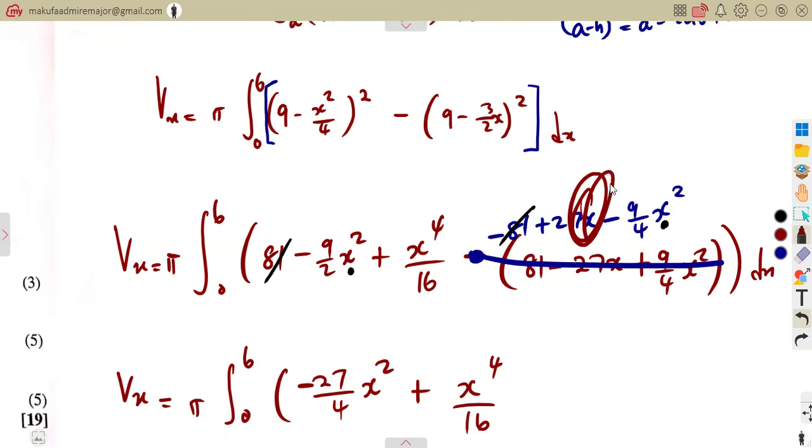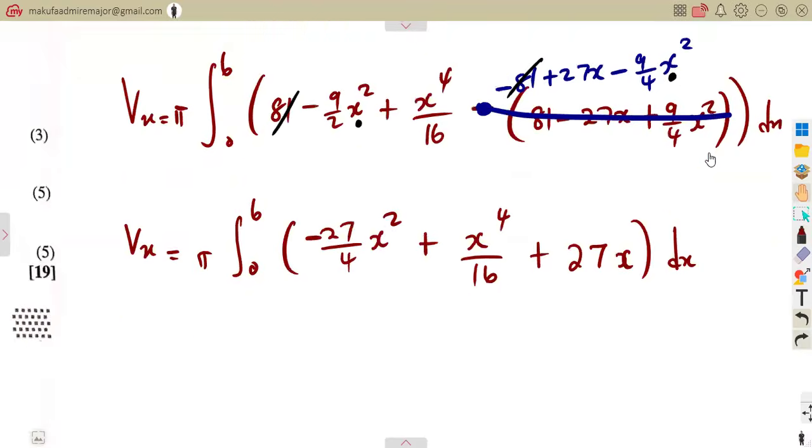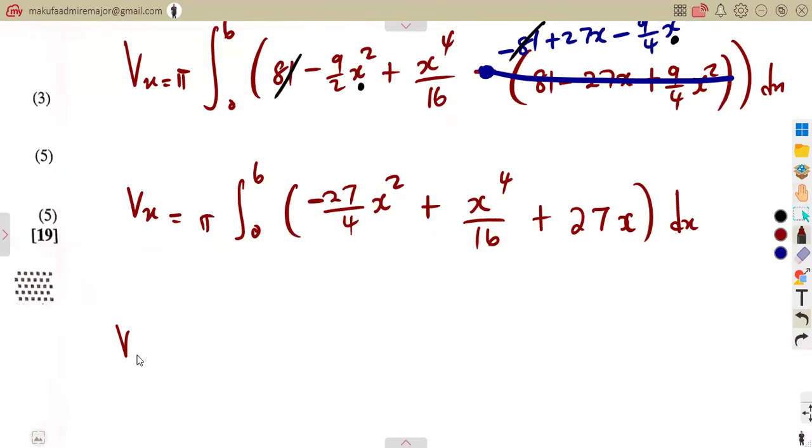Okay, there is a 27x there, positive 27. So we are remaining with positive 27x also. So that's it with respect to x. Remember this, we combined it there. So with this, we can integrate. It's not that much complicated, guys.